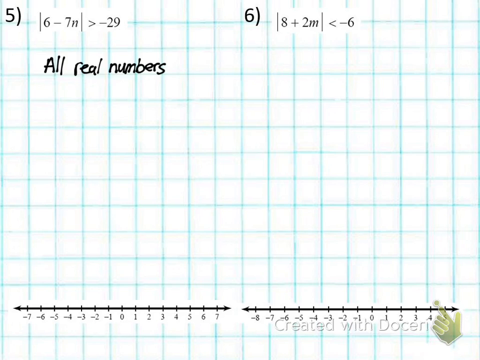Okay, and when you graph it, if you look at the bottom, I'll just graph it for you right now. You just take a line, and you could overlap it, or draw it above, showing all the real numbers.